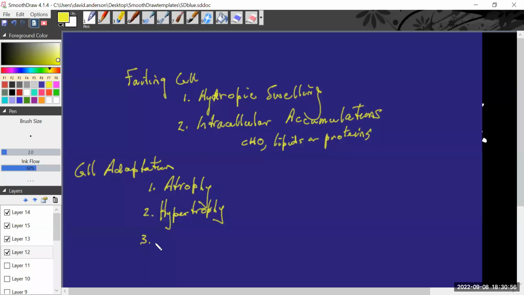Another cell adaptation that we see is hyperplasia. So hypertrophy is looking at a single cell and seeing that it's getting bigger. Hyperplasia is not only addressing possibly an increase in size, but also an increase in numbers of cells.